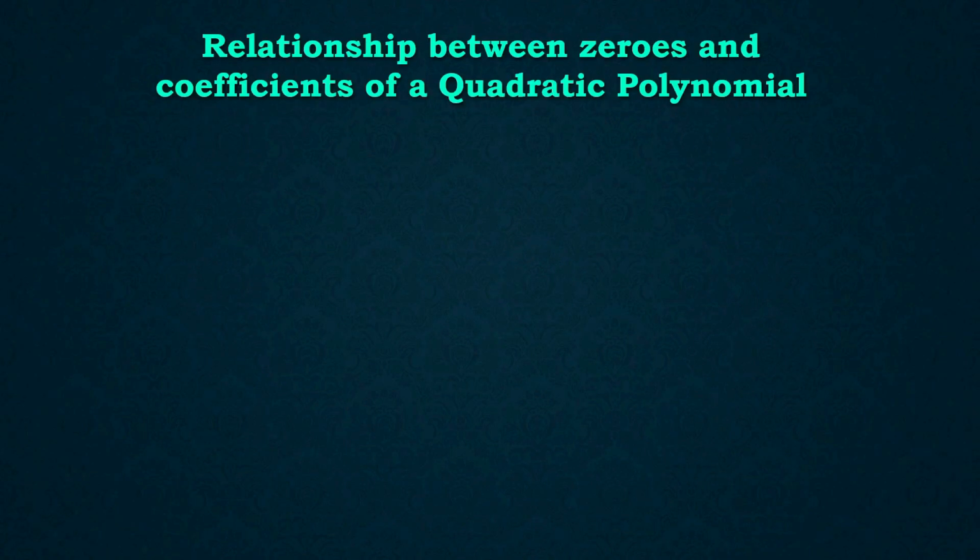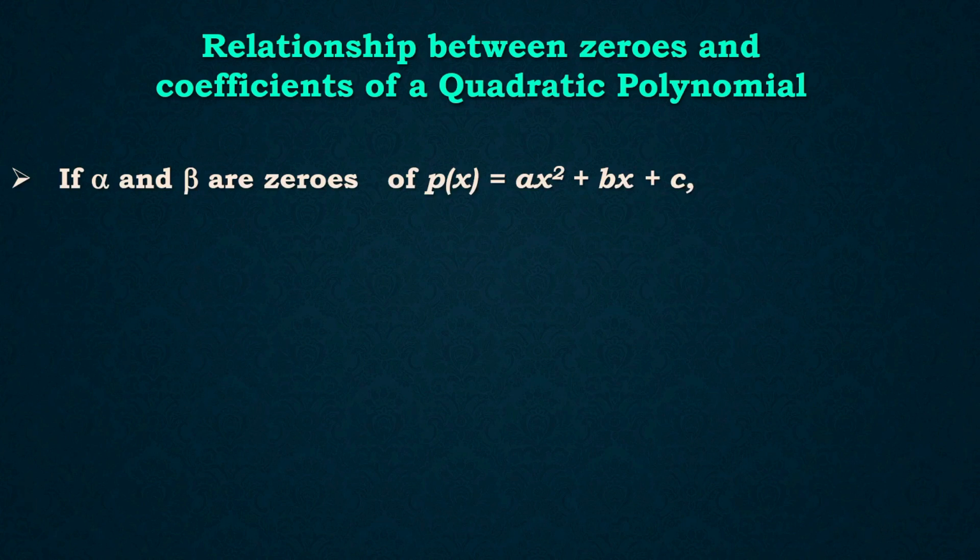Relationship between zeros and coefficients. Now let us understand the relationship between zeros and coefficients of a quadratic polynomial. Consider a quadratic polynomial p of x is equal to ax squared plus bx plus c, where a is not equal to 0. Let alpha and beta be the zeros of this polynomial.